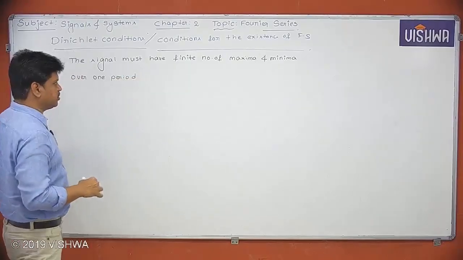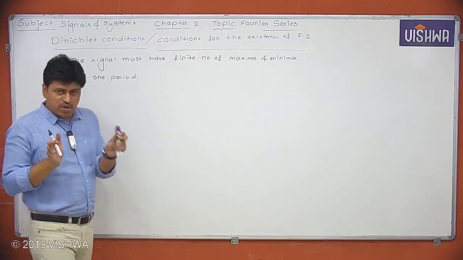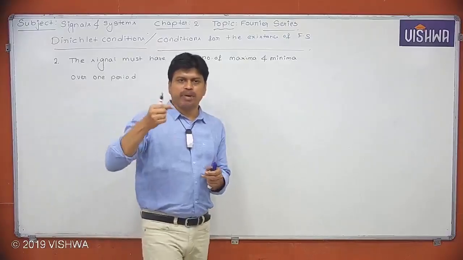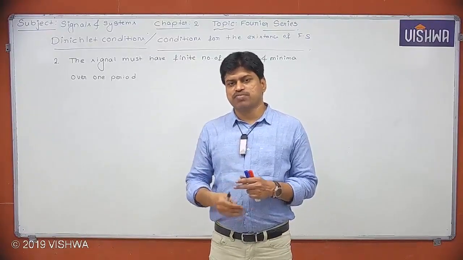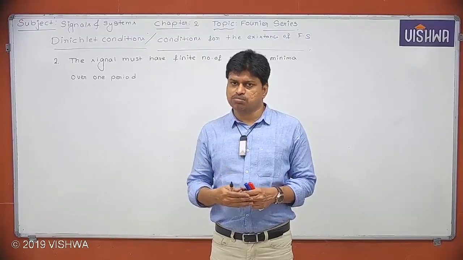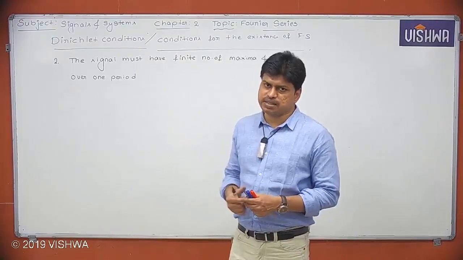For one period. Suppose we consider one period; in that, how many maximas are there, how many minimas are there, if you count them. If that count becomes a finite value, then we can say this is satisfying the Dirichlet condition.